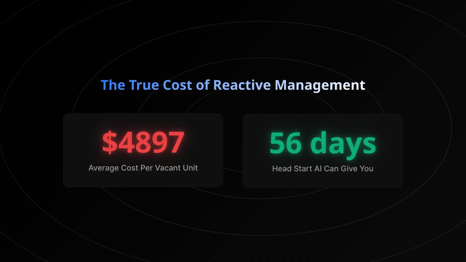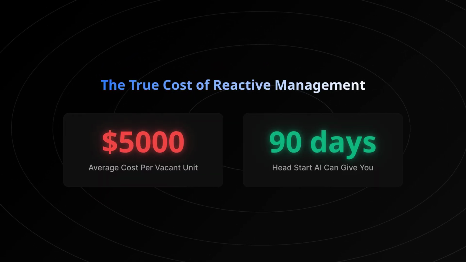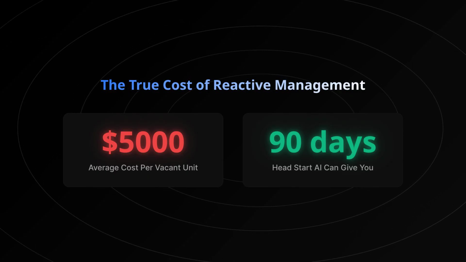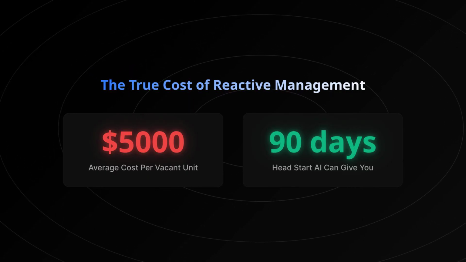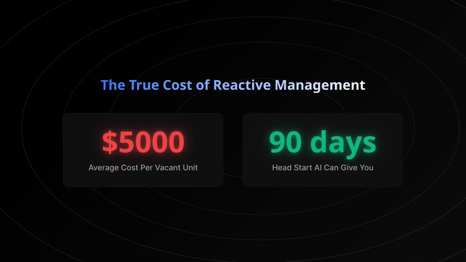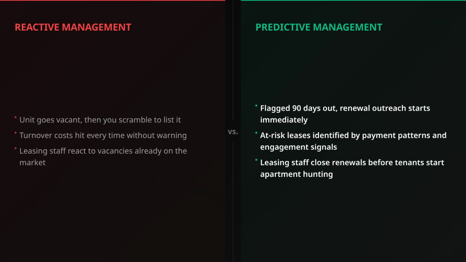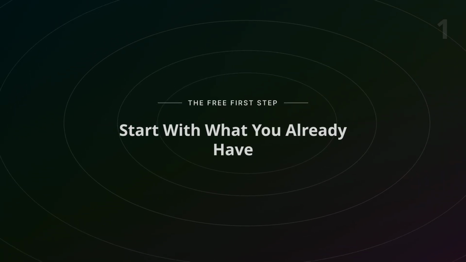Let's start with what reactive vacancy management actually costs. Lost rent, turnover, leasing fees. Per unit, per vacancy, every single time it happens. Here is what property management looks like without predictive tools versus with them. The difference is not just operational. It goes straight to your bottom line.